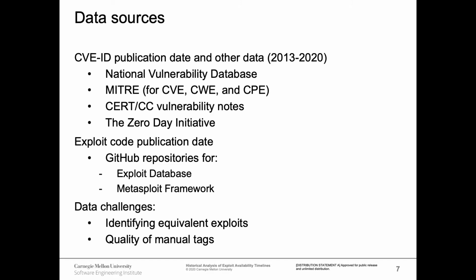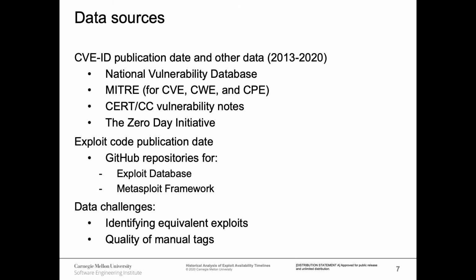We use the GitHub repositories rather than the web interfaces for exploitdb and Metasploit, because both the Metasploit and exploitdb GitHub repositories are clearly and consistently timestamped for exactly when the exploit code was committed, and also they contain comments and other auxiliary information that often is where the contributors will put the CVE-ID.